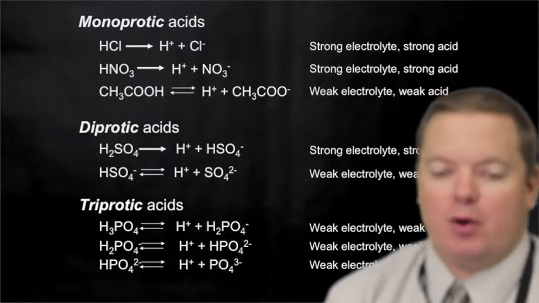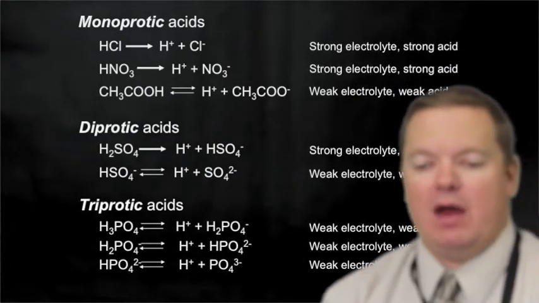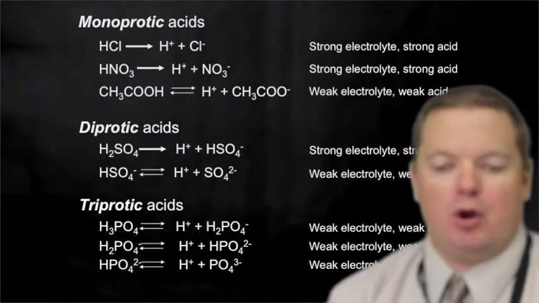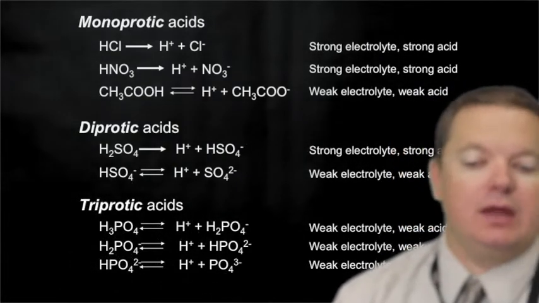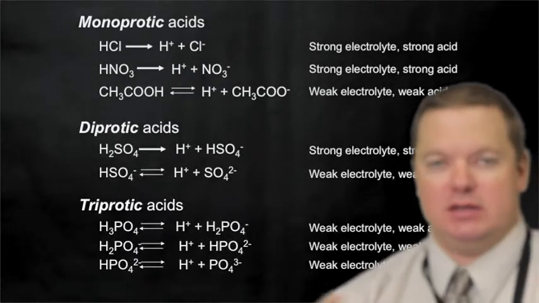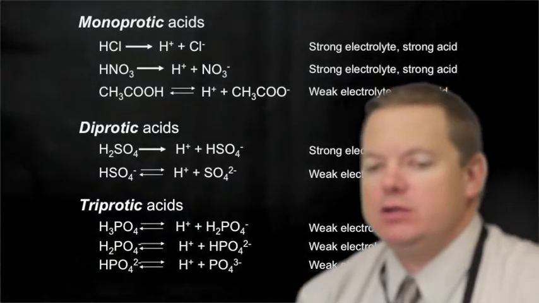And then we can have triprotic acids as well. Phosphoric acid is an example of that. And we can see here, in this case, all three of those losses of hydrogen, or protons, are weak. So they're all weak electrolytes. So all of those species can exist in solution at one time. So let's look at a couple of examples.